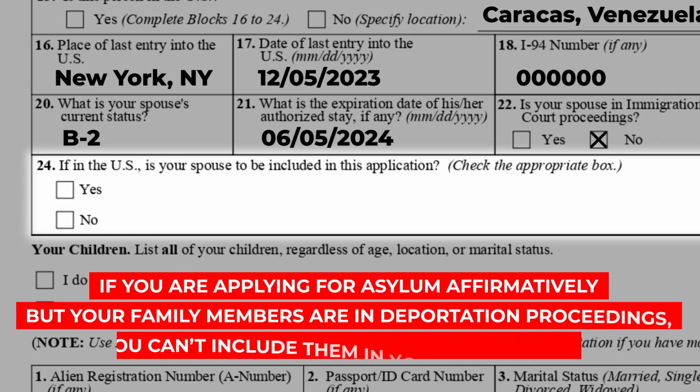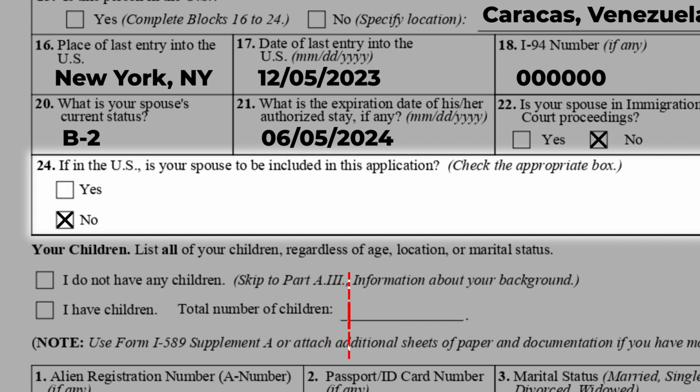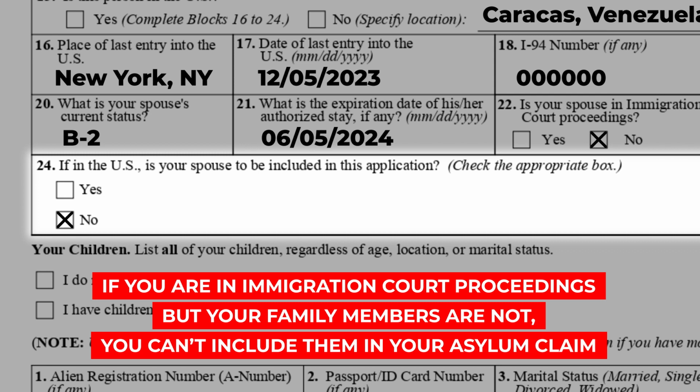Note that if you're applying for asylum affirmatively, but your spouse or child is in immigration court proceedings, then you cannot include them as a dependent in your claim. You would need to mark the box for no. The same is true if you are in immigration court proceedings, such that you're applying for asylum in immigration court, but your spouse, or child as the case may be, is not in immigration court proceedings. In that scenario, they can't be a dependent in your asylum case.